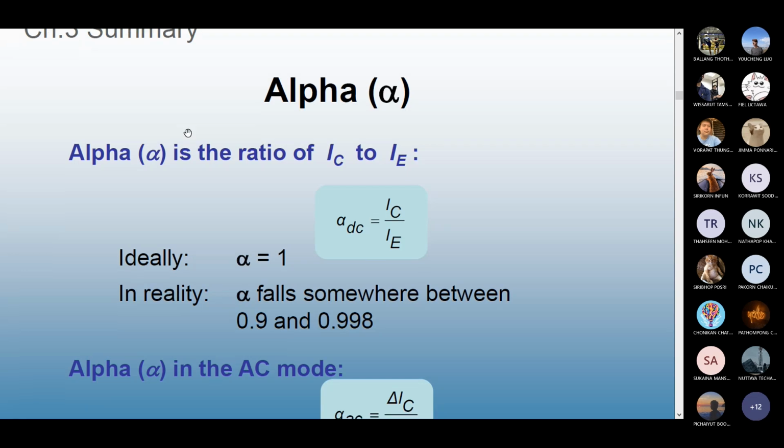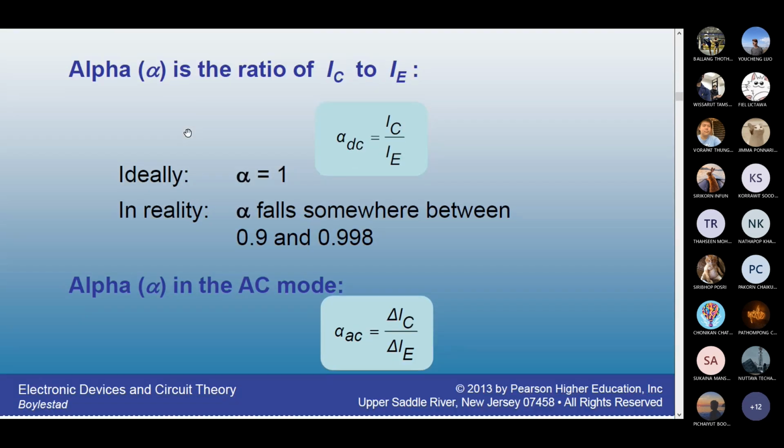Not too much difference. If you are operating in AC mode or doing the analysis in AC mode, you just simply take the delta of IC over delta of IE. In AC, you have a positive peak and negative peak. So there will be corresponding maximum IC and minimum IC at the two extremes, which will also correspond to the two extreme points of IE. You take the difference, that becomes the delta of IC and delta of IE respectively.